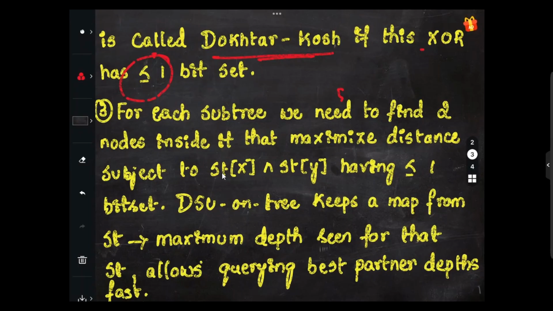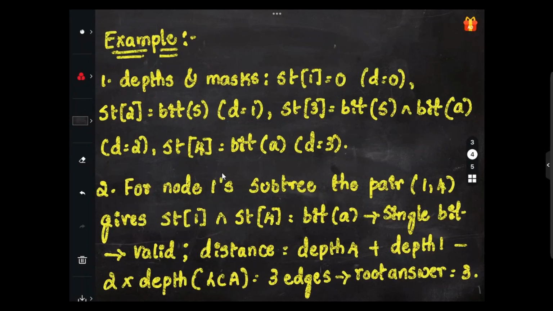For each subtree, we need to find the two nodes inside it that maximize the distance subject to st of x xor st of y having less than or equal to 1 bit set, right? So DSU on the tree, nothing but disjoint set union on the tree, keeps the map from st, nothing but the mask, to the maximum depth seen for that st, allowing us to query best partner depths fast, right? So this is fine. Let's consider the example.